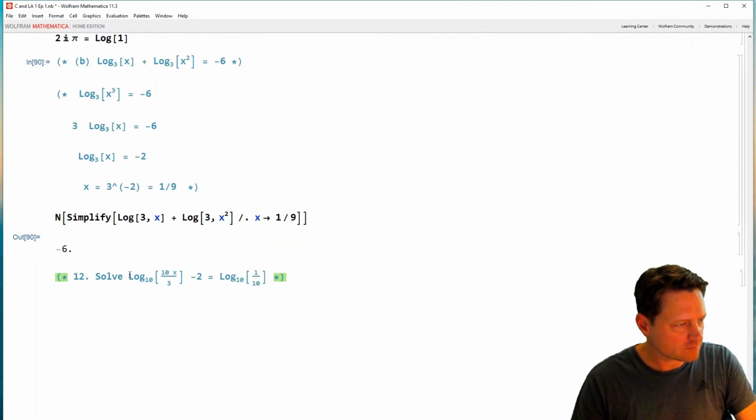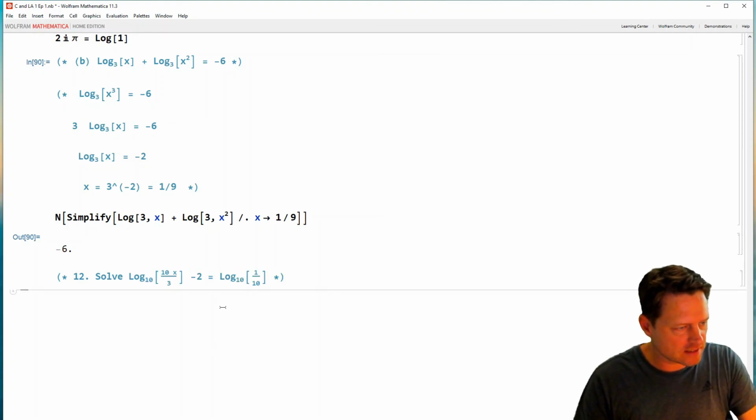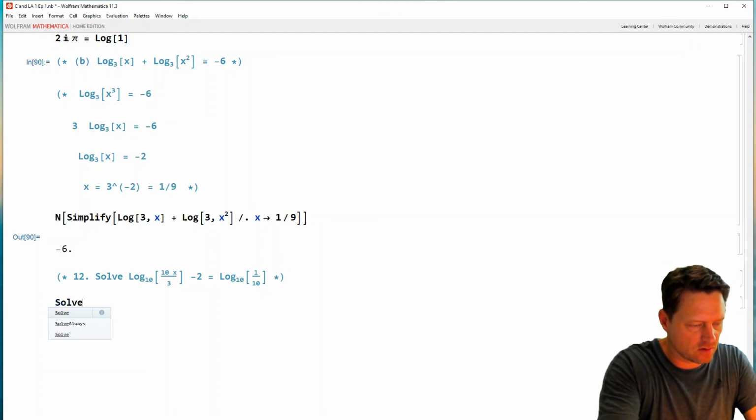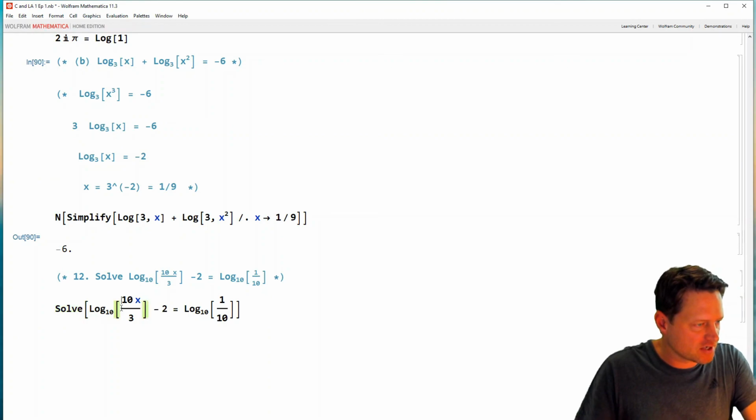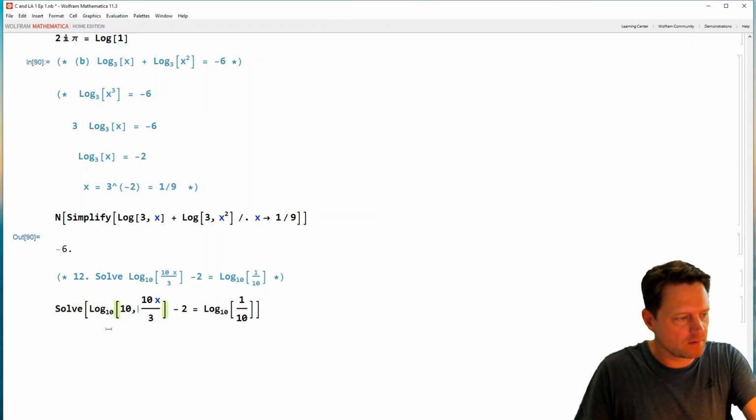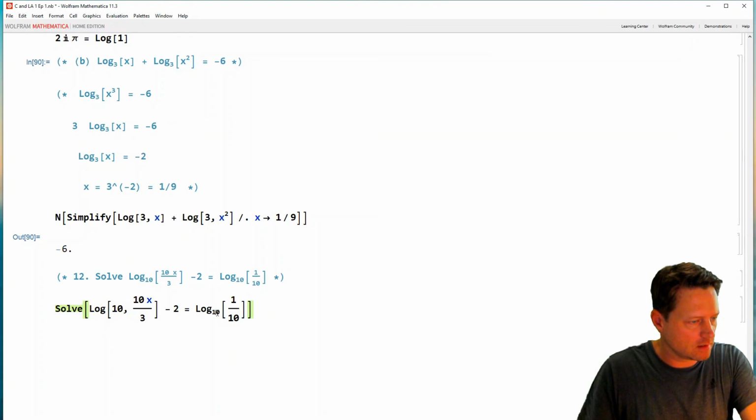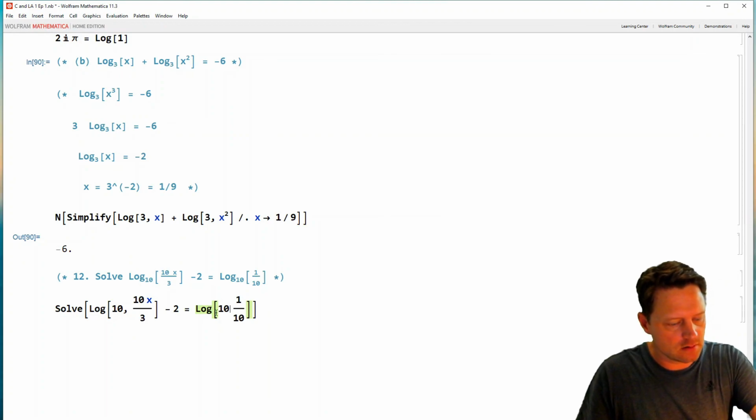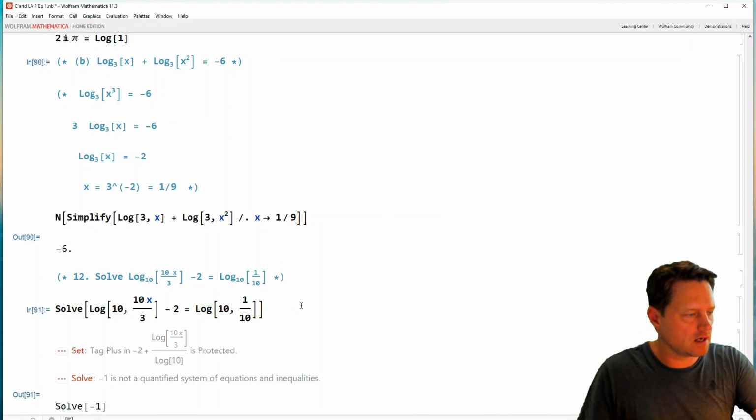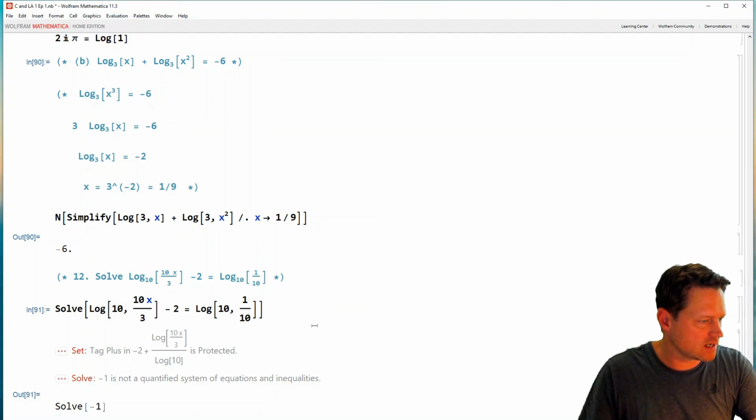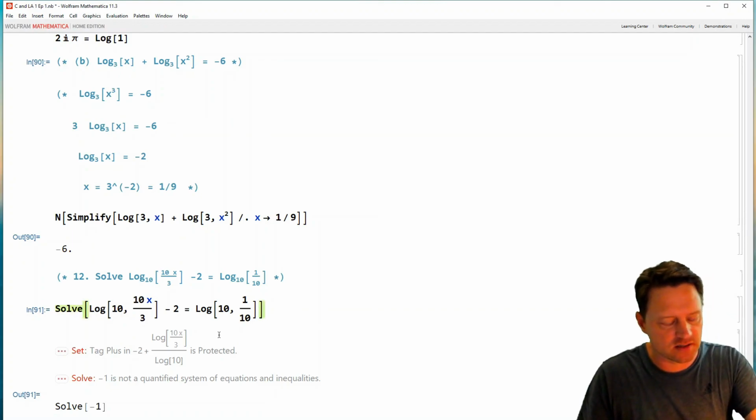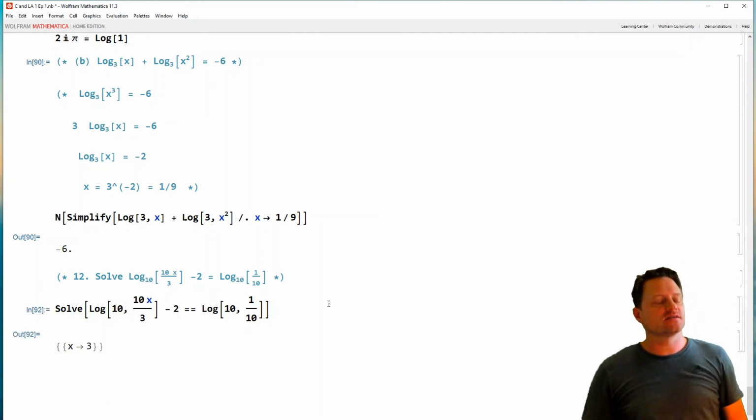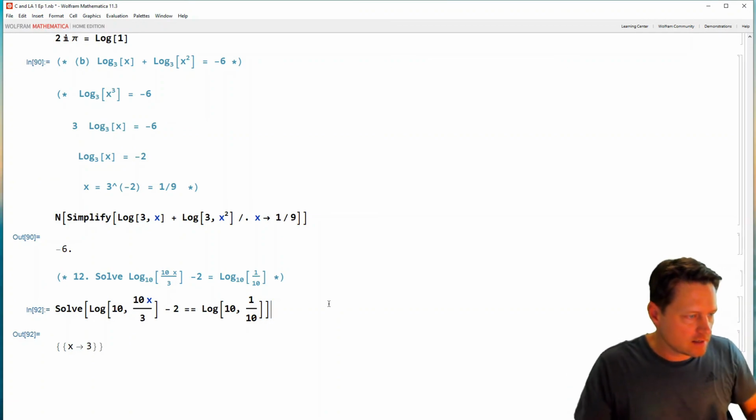So solve this equation. Okay, so let's see if we can just get Mathematica to solve this one for us. If I just write solve, now I've got to change and put the base in properly here. And likewise here, put the base in. Okay. It says the tag is protected. Okay, that's because I put the wrong equal sign there. Let's try that again. Now it says x goes to 3, so that's our answer there. Okay, so that works. Now let's do this by hand.